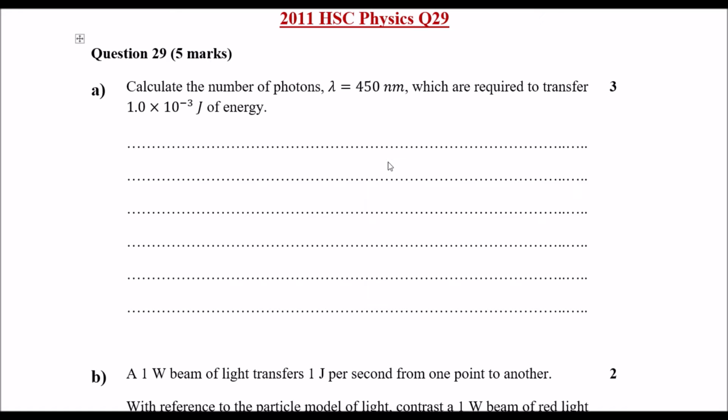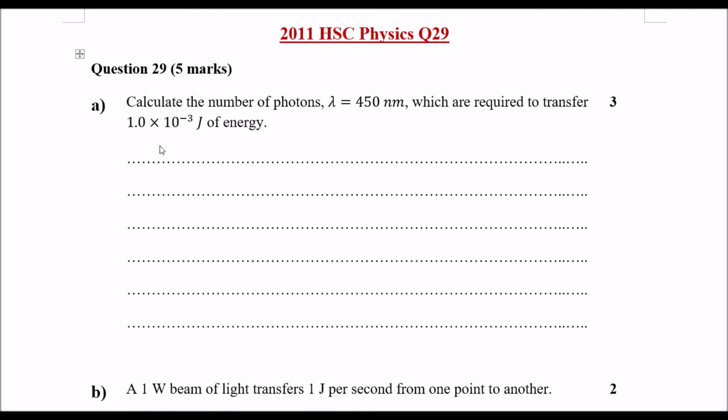In today's lesson, we're going to be covering the 2011 HSC Physics paper, question 29. This is for Module 7, inquiry question number 3, which is about the quantum model of light. And this actually relates back to Planck's equation, and that's what we're going to be talking about today. So let us begin. Okay, so with the question, 29a, it says calculate the number of photons.